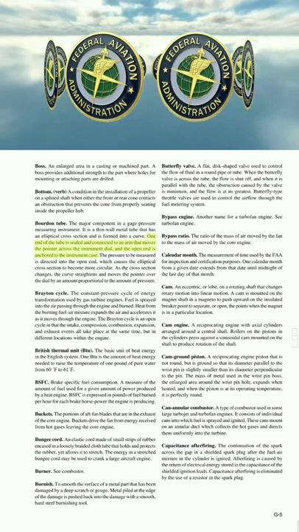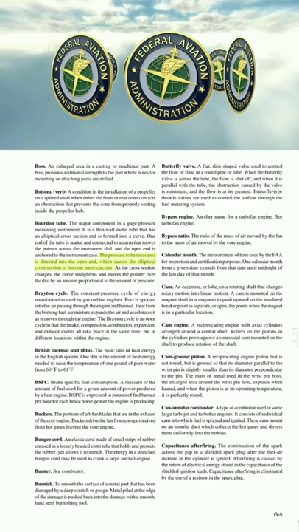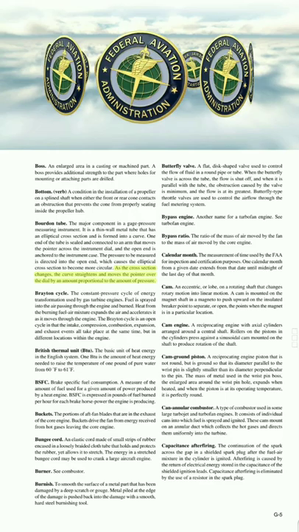The pressure to be measured is directed into the open end, which causes the elliptical cross section to become more circular. As the cross section changes, the curve straightens and moves the pointer over the dial by an amount proportional to the amount of pressure.